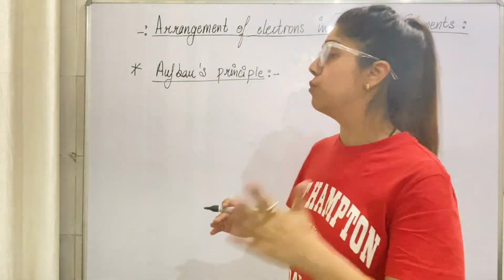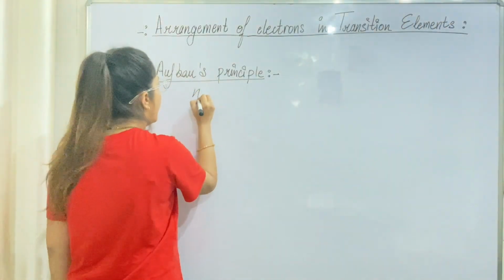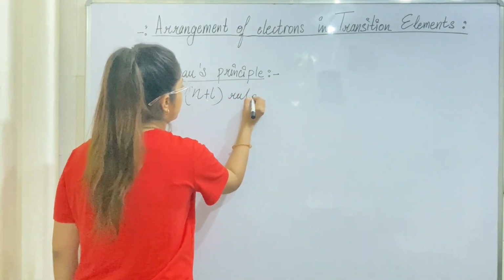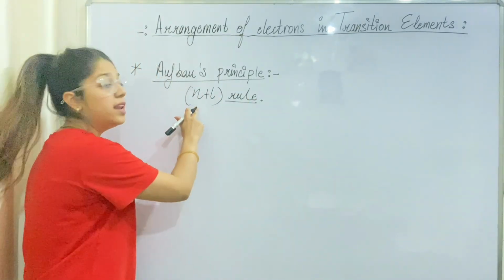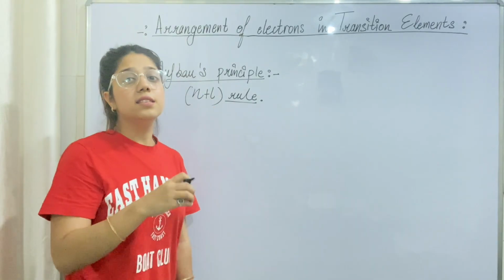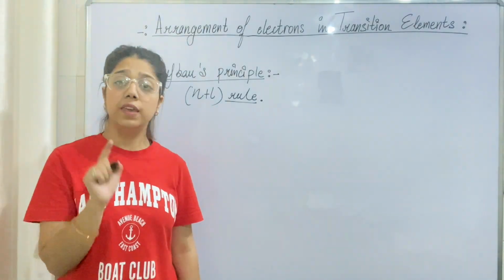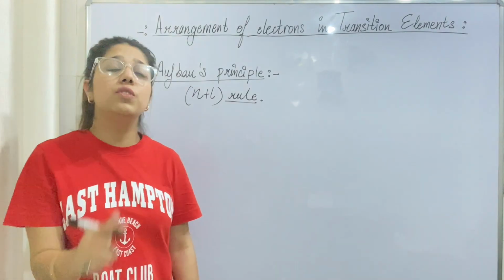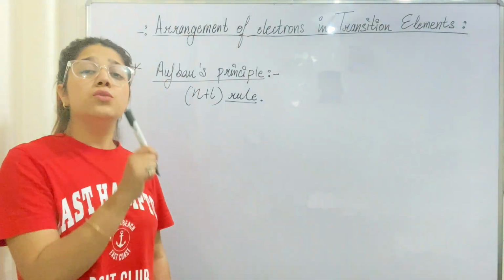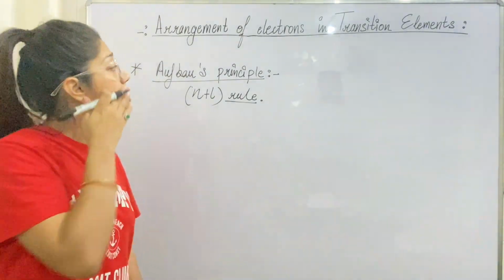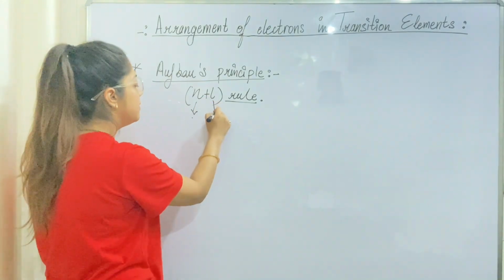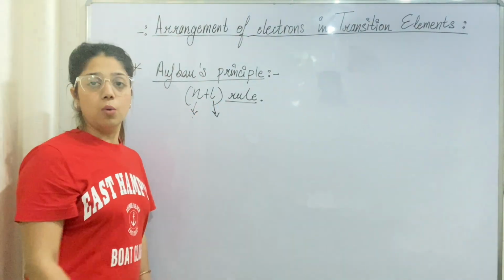So there is one rule for that, which is called the N plus L rule, okay? Here N is the principal quantum number, whereas L is the azimuthal quantum number. I will again tell you, if you haven't watched my previous video, please go and do that and then come back to this video, right? That is very important for you.